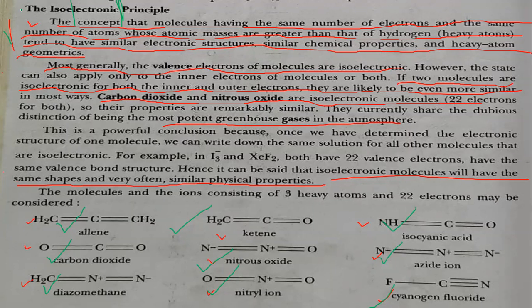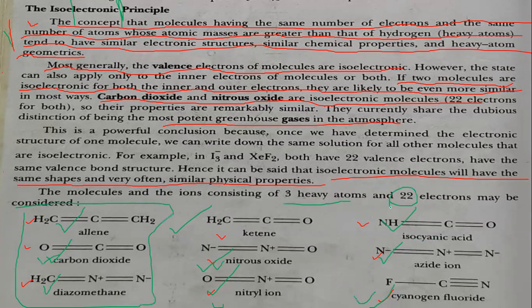and heavy atom geometries. Some of the molecules are given at the bottom of this slide. These are isoelectronic species: allene, carbon dioxide, diazomethane, ketene, nitrous oxide, nitrile ion, isocyanic acid, azide ion, and cyanogen fluoride. These are isoelectronic species because all of them have 3 heavy atoms and 22 electrons.